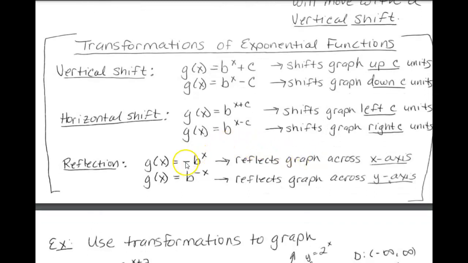And then reflections work the same way. A negative multiplied in front reflects it across the x-axis, and a negative multiplied on the inside, or inside the exponent, is going to reflect the graph across the y-axis.